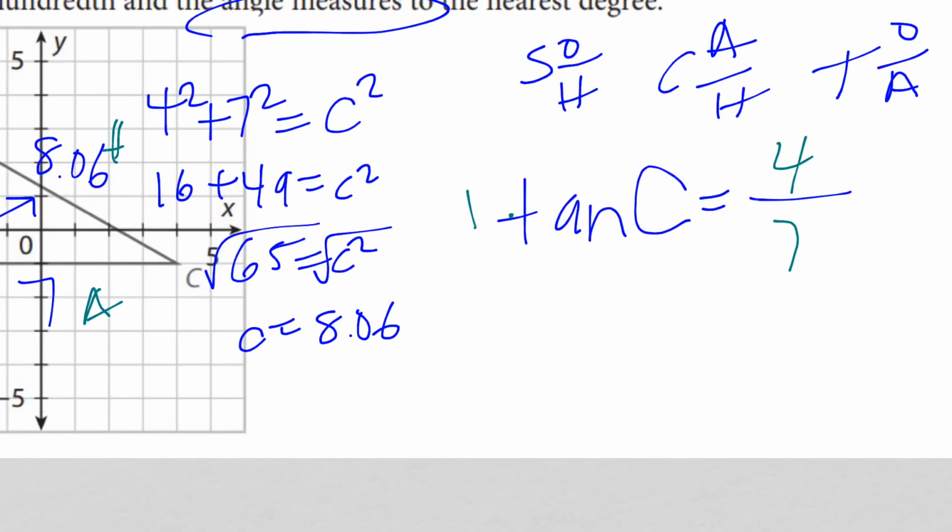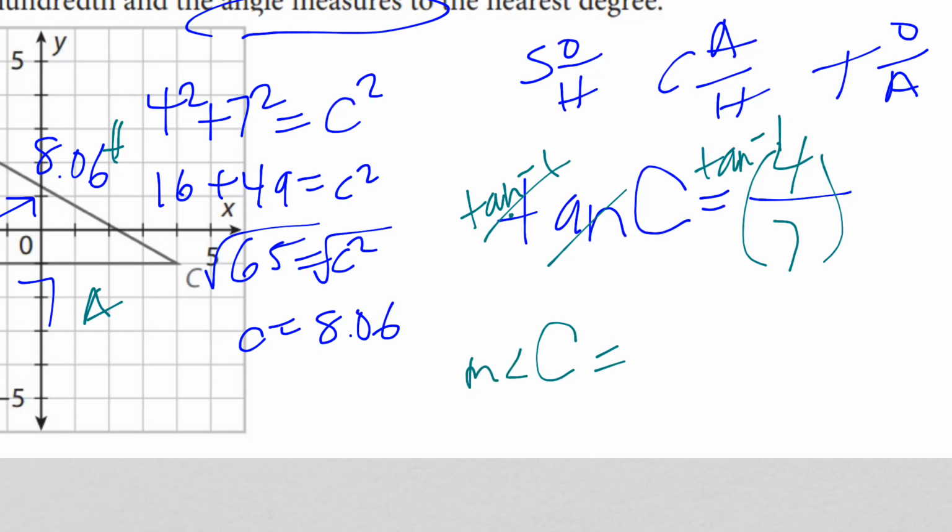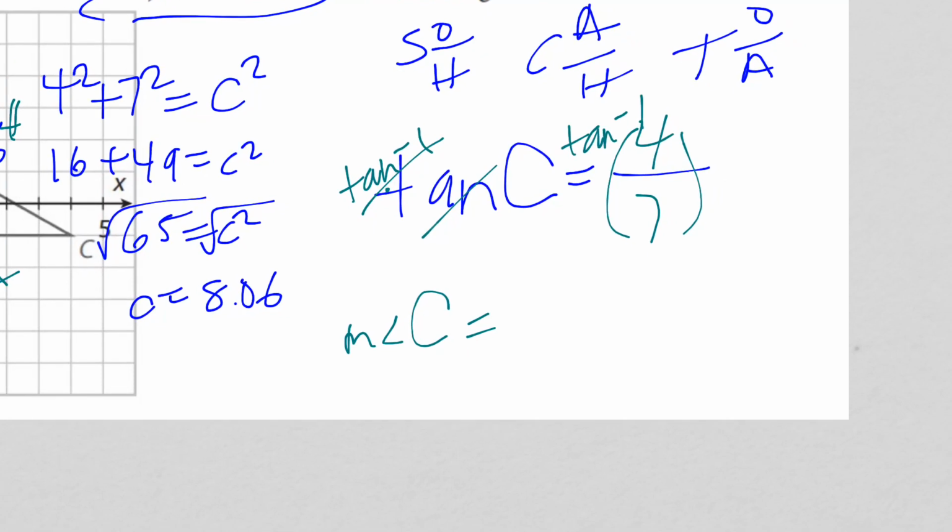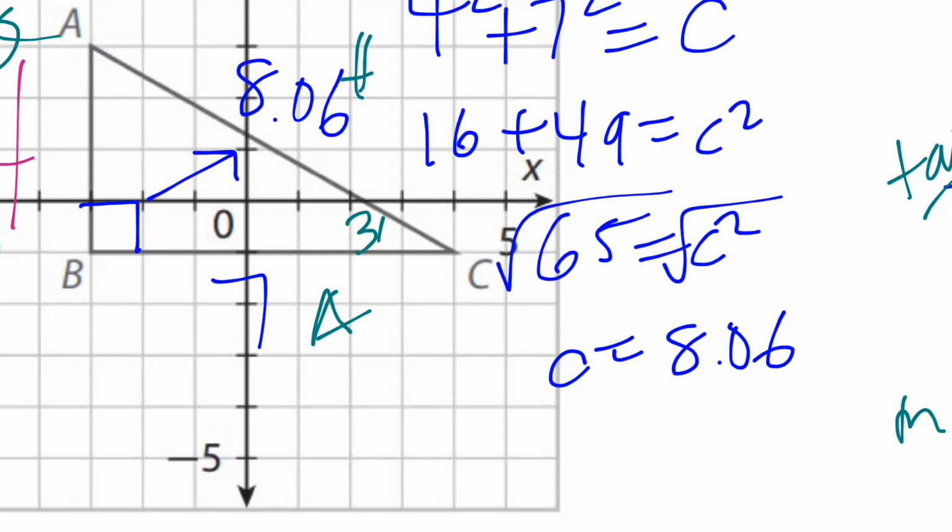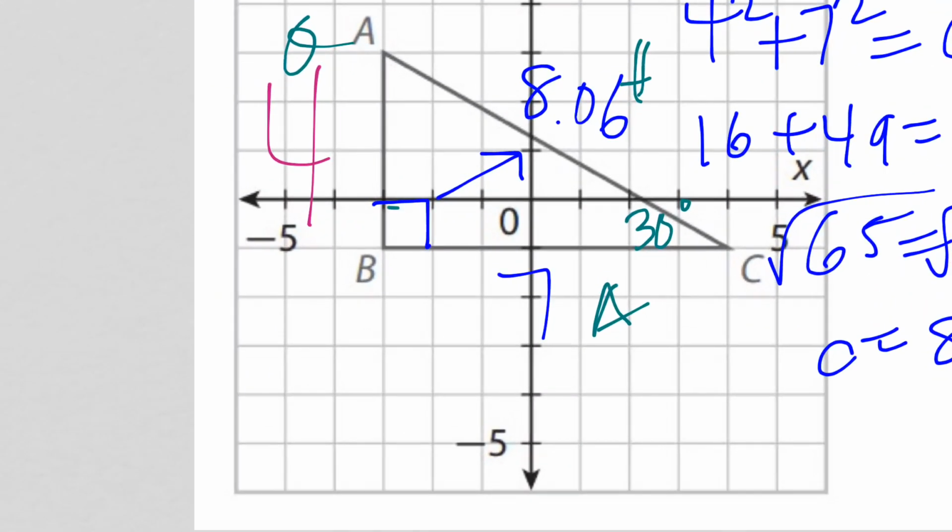You multiply by the inverse function of tangent. Remember, you always multiply by the inverse to find the measurement of an angle. And if you type this into your calculator, tan inverse of 4/7, you should get approximately 30 degrees. So if angle C is 30 degrees and angle B is a right angle, guess what angle A has to measure? Well, 90 plus 30 is 120, so this has to be 60. So the measurement of angle A is 60 degrees.